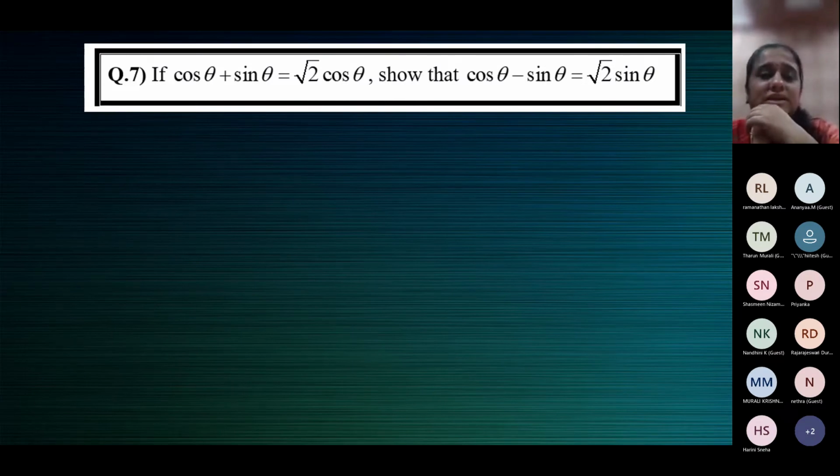So if cos theta plus sin theta is equal to root 2 cos theta, show that cos theta minus sin theta is root 2 sin theta. Now we are given the value of cos theta plus sin theta, and we are asked to show that cos theta minus sin theta is equal to root 2 sin theta. Can you connect the expressions using any identity here? Show that, meaning you'll have to prove that cos theta minus sin theta is root 2 sin theta.